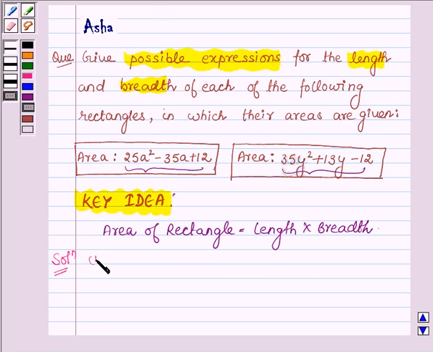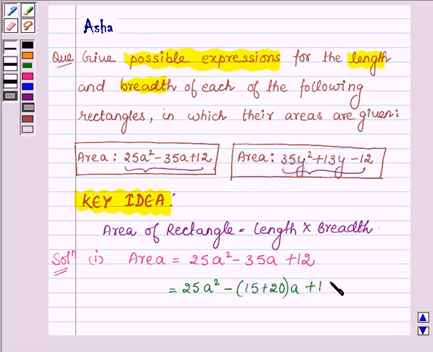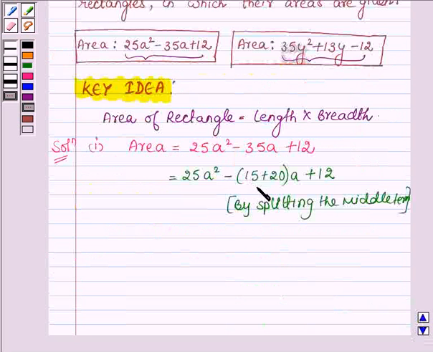And the first one is, area is equal to 25a square minus 35a plus 12, which can further be written as 25a square minus 35 can be written as 15 plus 20 into a plus 12, which we have written by splitting the middle term. And the product of 15 into 20 is equal to the product of 25 into 12 also. 15 plus 20 is equal to 35.